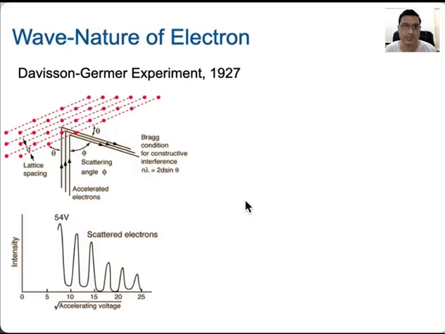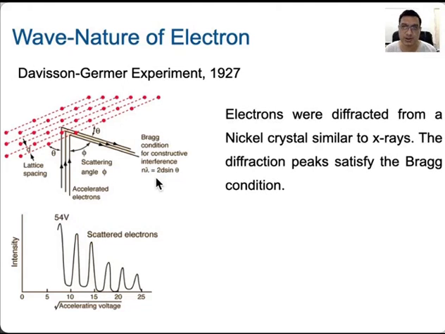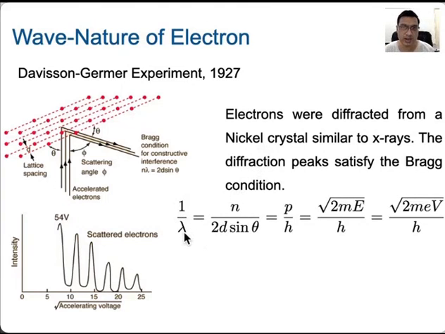We know that the condition of constructive interference given by Bragg is n lambda equals 2d sine theta. So electrons were diffracted from a nickel crystal, similar to X-rays, and the diffraction peaks satisfied the Bragg condition. What was the Bragg condition? I have written 1 over lambda equals n divided by 2d sine theta, rearranging the equation in this fashion. I also know 1 over lambda can be written as momentum divided by h. Momentum is related to the energy of the electron, because the electrons are free. The total energy of free electrons is written in terms of momentum as p squared by 2m, so p will be the square root of 2m times E. And now this E I can write in terms of the voltage or potential.